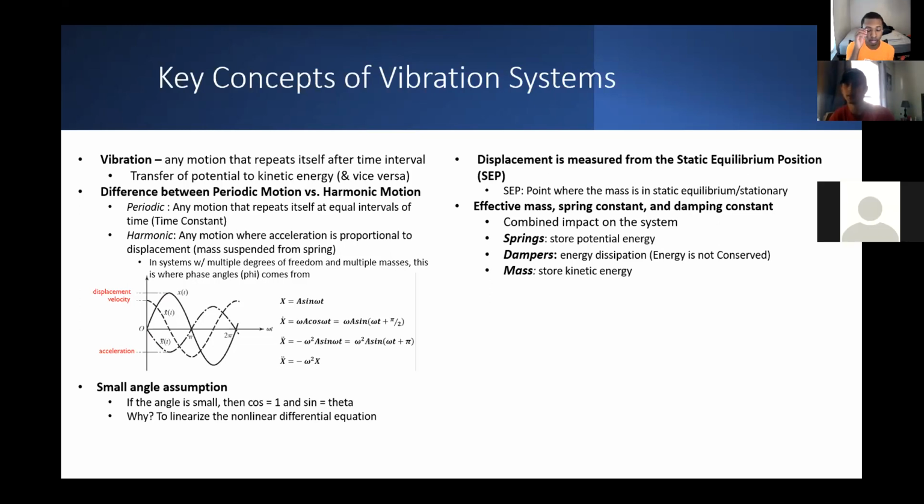You should all have seen this in your homework. Just remember, springs store potential energy. Dampers are used for energy dissipation, so energy is not conserved when you see a damper. And mass stores kinetic energy.